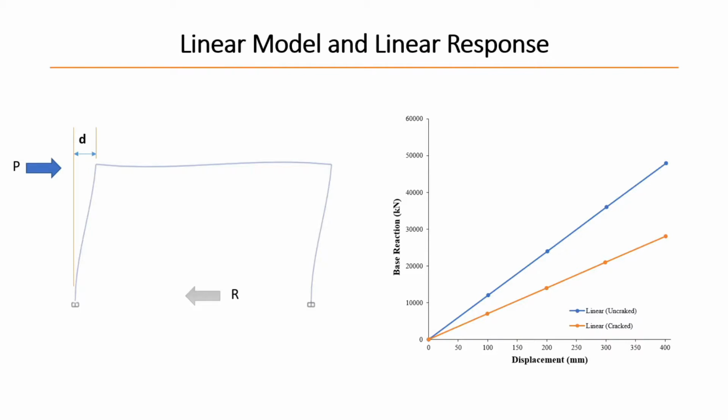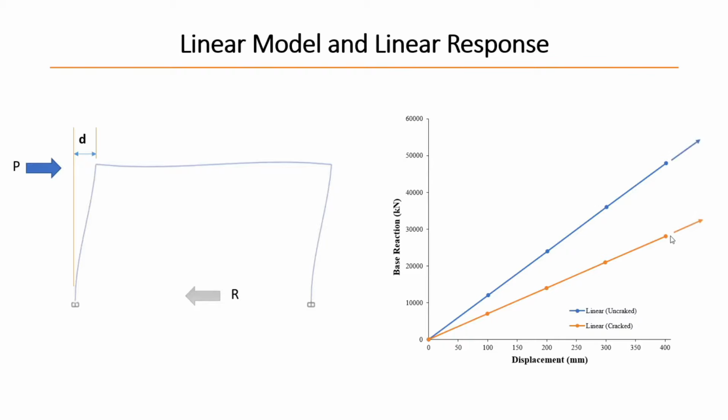As you can see from here, the blue line represents when we use the gross properties of the beam and column, and the orange line represents when we use cracked properties, which many codes will specify. The stiffness will be very different. For the gross properties, the stiffness will be high. For cracked properties, stiffness will be small. And here we just stopped the analysis at a displacement level of 400 millimeters.